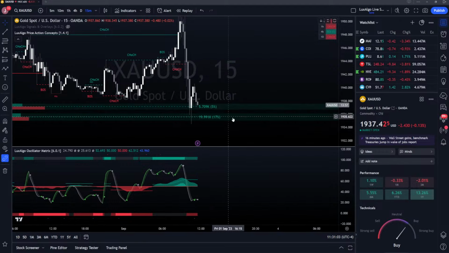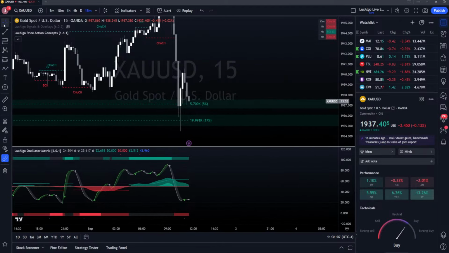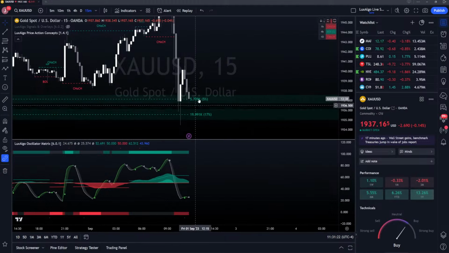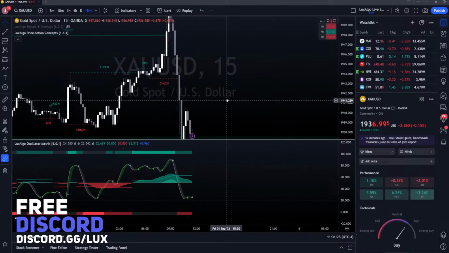I will say though, we get this first reaction here, but notice this oscillator. The oscillator is still above that oversold territory. I would want to see a little bit more of an extended area or extension on the oscillator before considering a trade here. You see it's already retracing again. So if we do get a setup down here, it could be worth the trade.